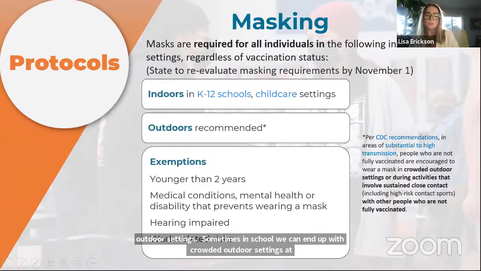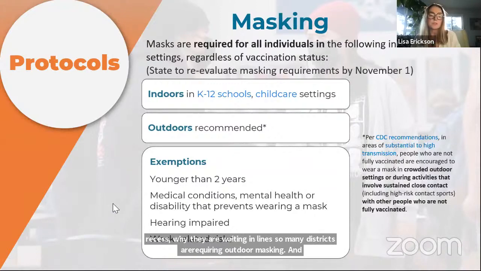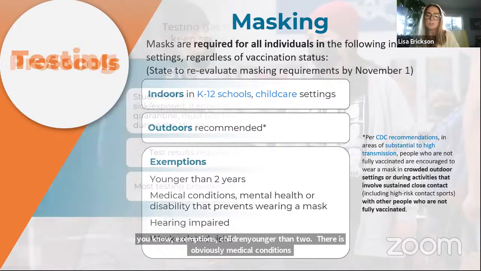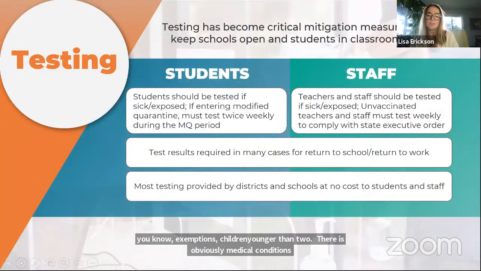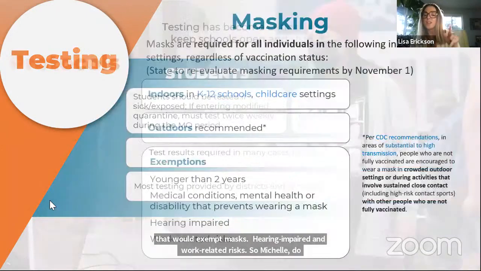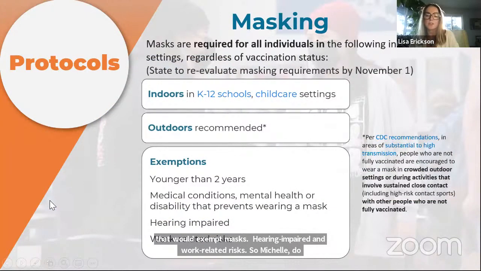And exemptions are children younger than 2, and there are obviously medical conditions that would exempt masks, hearing impaired, and work-related risks. So Michelle, do you want to talk a little bit about, before we move to the next one, we're going to do the challenges on each slide and kind of how they're addressing it.